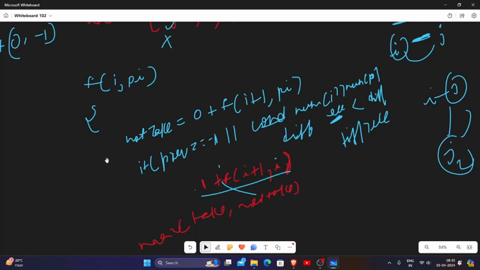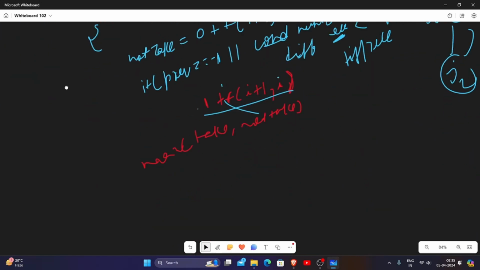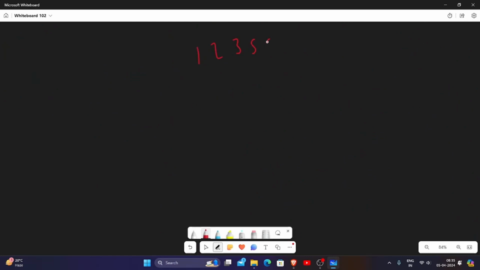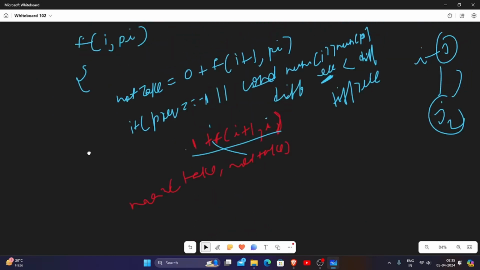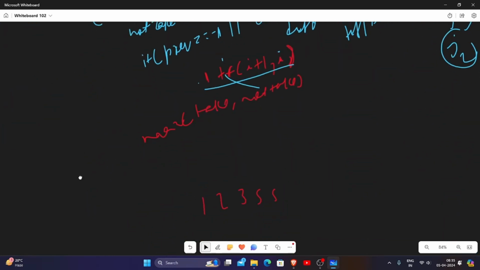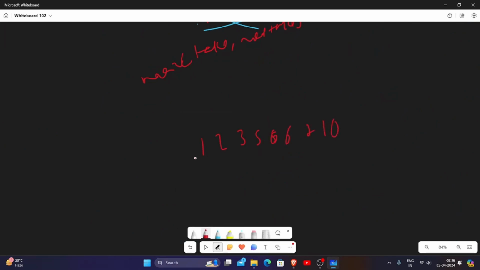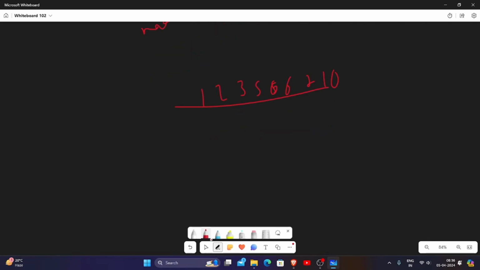Okay, that's it. So take the array 1 2 3 5 5 6 7 10. Let's look at how the recursive tree will look. I started my call with 0 and minus 1, and I have nothing. So first I can say, okay, I am not taking. That means I move to index 1 without taking anything, the not take case.